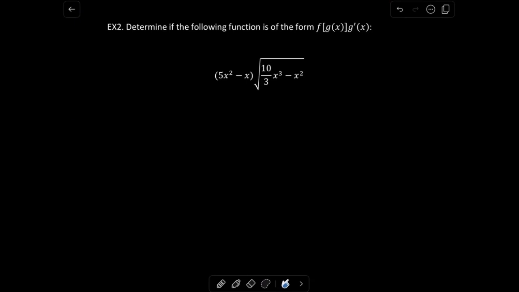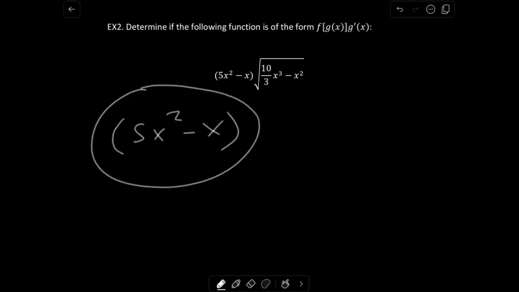All right, let's try exercise 2. So just identify if it is of the form f of g of x times g prime of x. All right, let's handle this one. So I'm going to rewrite this in a better form. So we have 5x squared minus x, and notice that this is in brackets, right?